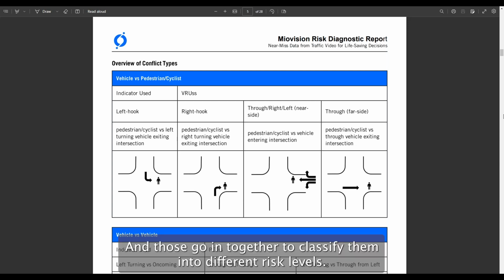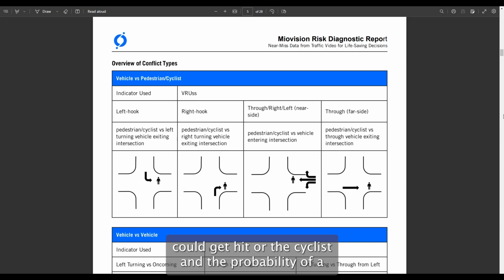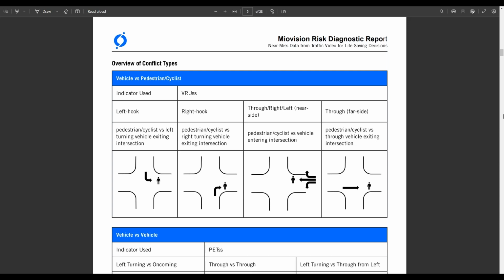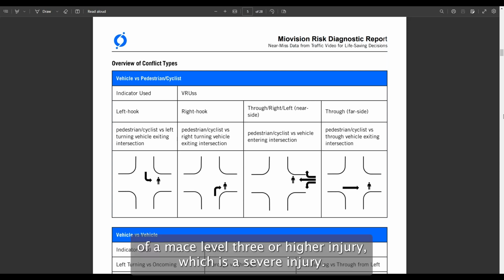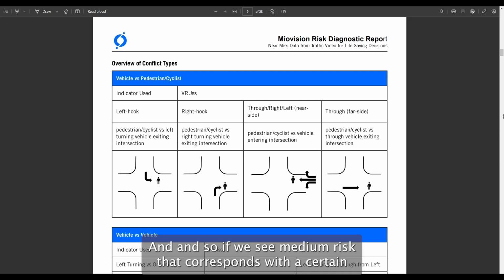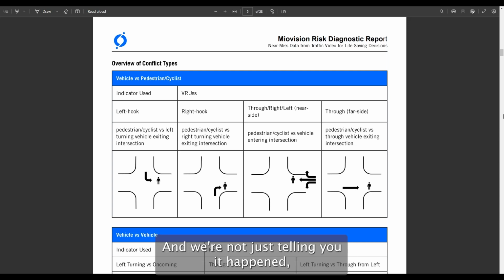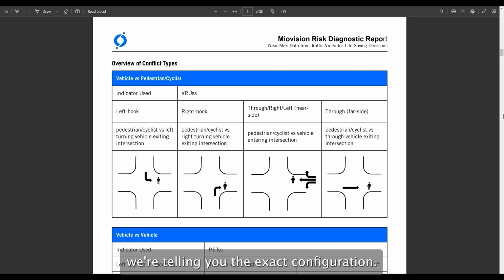And those go in together to classify them into different risk levels. It's according to the impact speed at which the pedestrian or the cyclist could get hit, and the probability of a MAIS level 3 or higher injury, which is a severe injury. And so if we say medium risk, that corresponds with a certain probability of injury if that would have materialized into a crash. And we're not just telling you it happened, we're telling you the exact configuration.